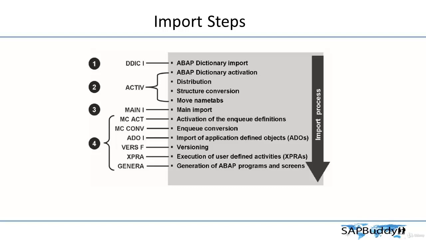Now let's see the first step, DDIC 1. DDIC 1 is the ABAP dictionary import. In this step, the dictionary objects, the ABAP dictionary structure data, are imported into the system inactively. At the time of import, it's not going to be active. If it is an existing dictionary object, then the existing one will remain active. The new one will be imported inactive. The following steps will activate it.